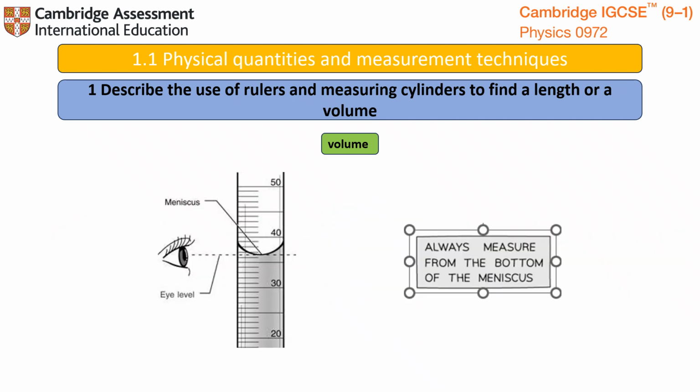And it's very important that when we are looking at the measuring cylinders, we need to look at the bottom of the meniscus. We shouldn't measure the top of the meniscus. Our eye level should be at the level of the bottom of the meniscus.